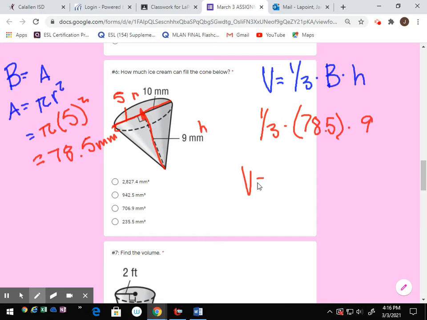Okay, so our volume is equal to 235.5 millimeters cubed. We found the volume, so it's cubed now. If we look at our answer choices, we see that answer choice D is our correct answer.